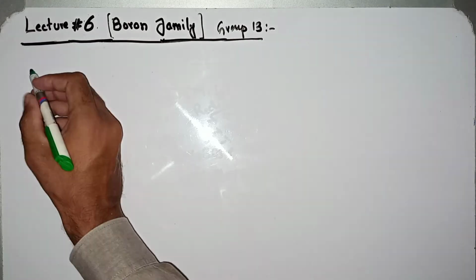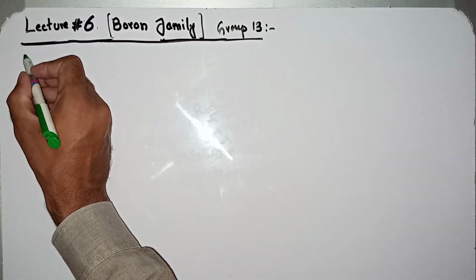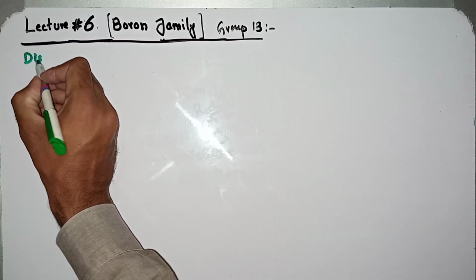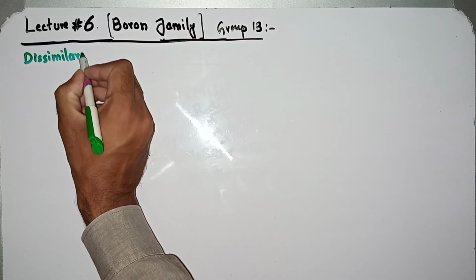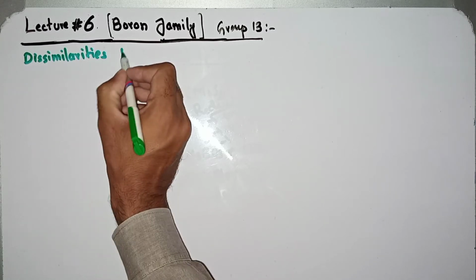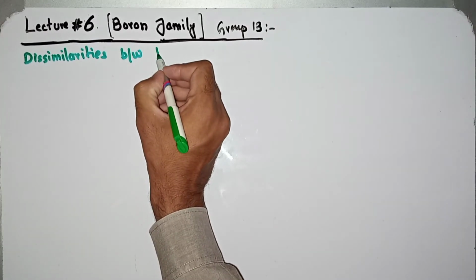Let's start today's topic. Today is lecture number 6 of the Boron family. In the previous lecture I already explained the similarities between boron and aluminum, but in today's lecture we will explain the dissimilarities or differences between boron and aluminum.